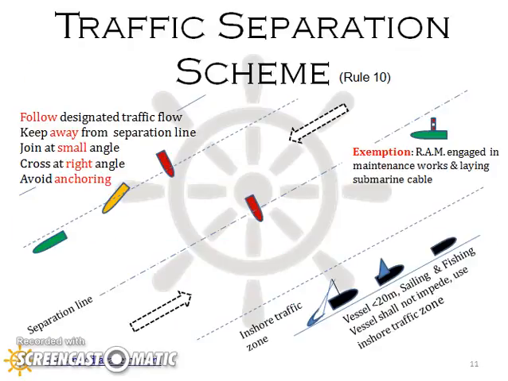Traffic separation scheme. In essence, follow the designated traffic flow and keep away from the separation line. Of course, you can see the line on the water, but in general, you stay away from that middle line. If you are joining the TSS, join at a small angle, so people know that you are joining the flow, and cross at a right angle, so people can see that you are crossing. If your angle is small, people will think that you are joining. This is slightly like a highway, so avoid anchoring.